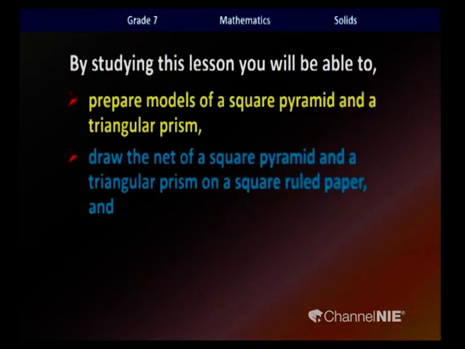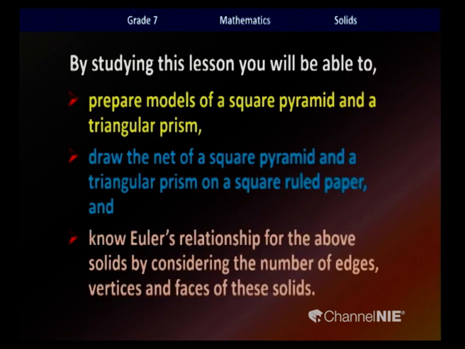Before moving to the lesson, I thought of telling you what you are going to learn after studying this lesson. By studying this lesson, you will be able to prepare models of a square pyramid and a triangular prism, draw the net of a square pyramid and a triangular prism on a square ruled paper, and know Euler's relationship for the above solids by considering the number of edges, vertices and faces of these solids.